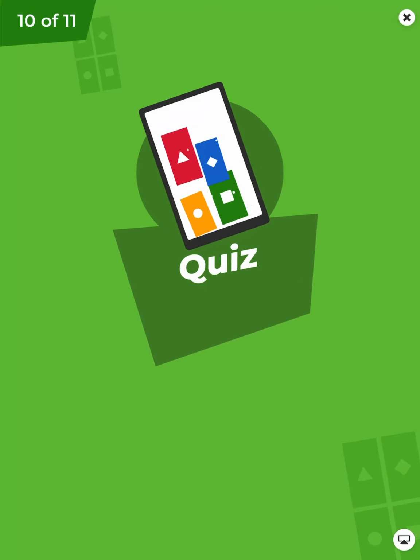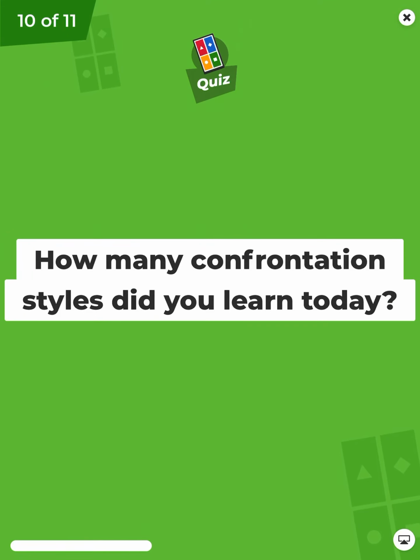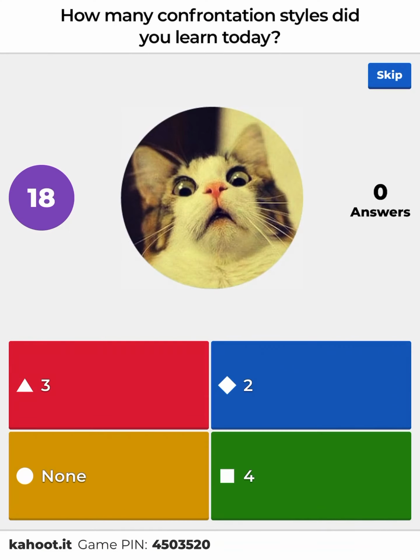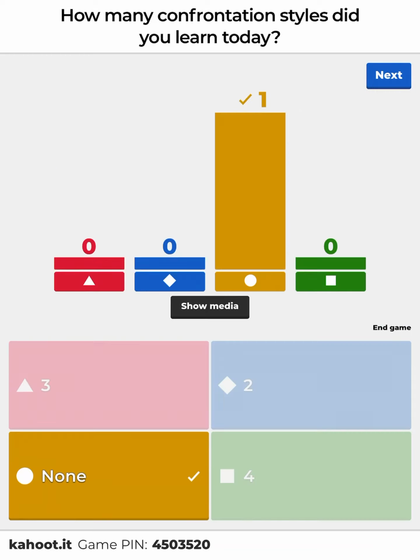The next one will be, how many confrontation styles did you learn? I put this cat face on here because I don't want to get embarrassed today, because I clearly went over conflict styles and not confrontation styles. So I was hoping that everybody would select the right answer, which is none.